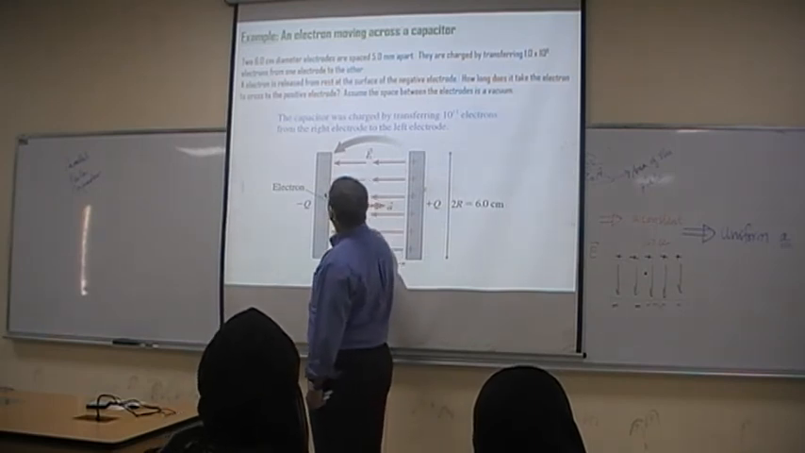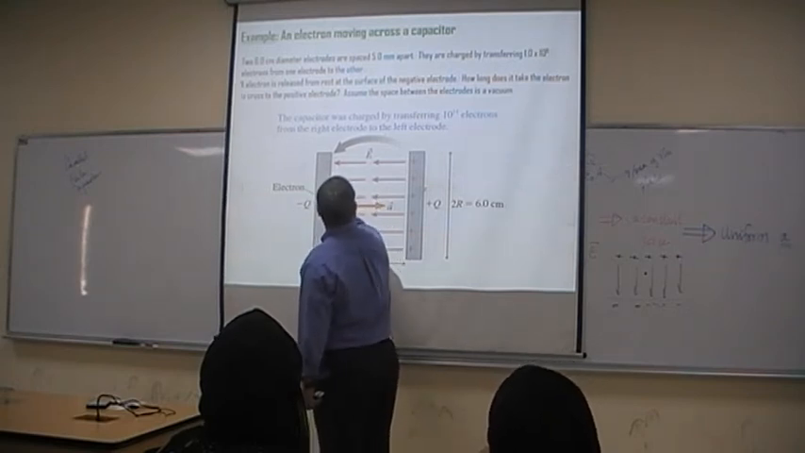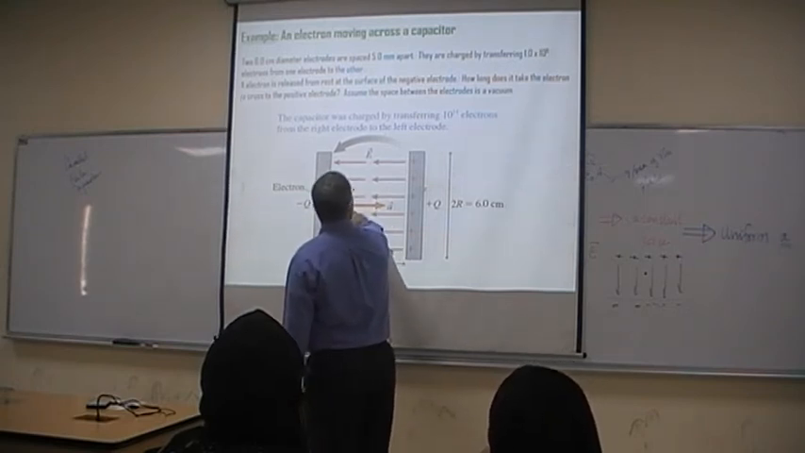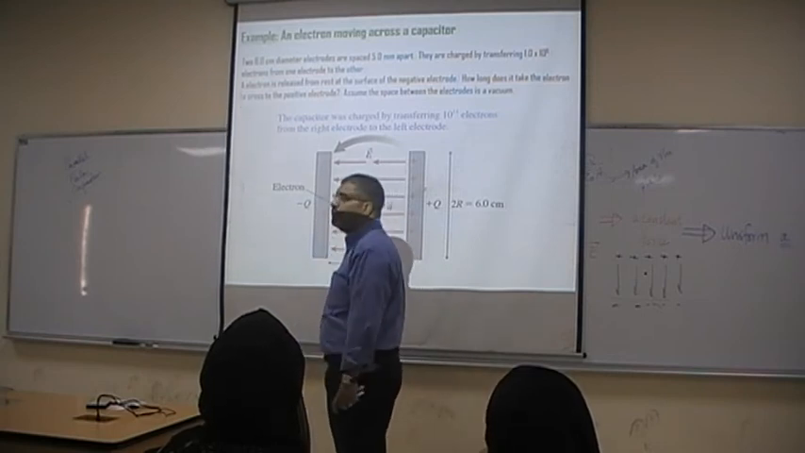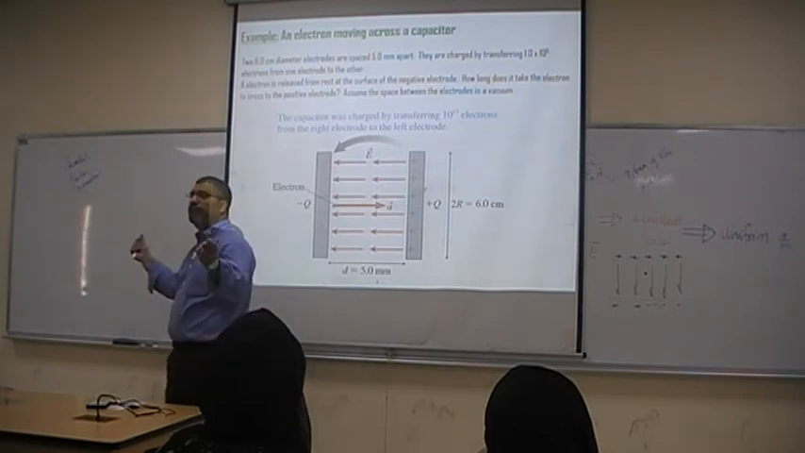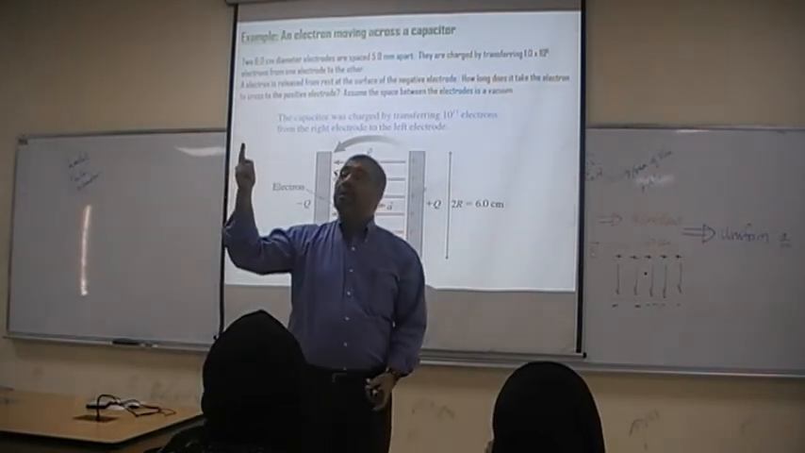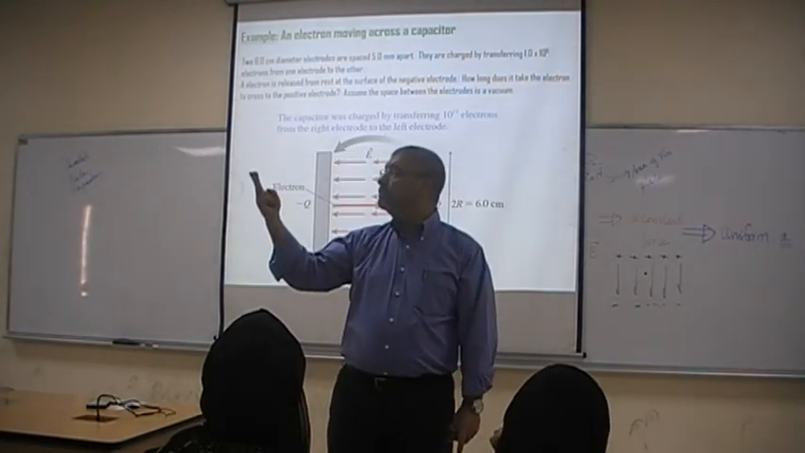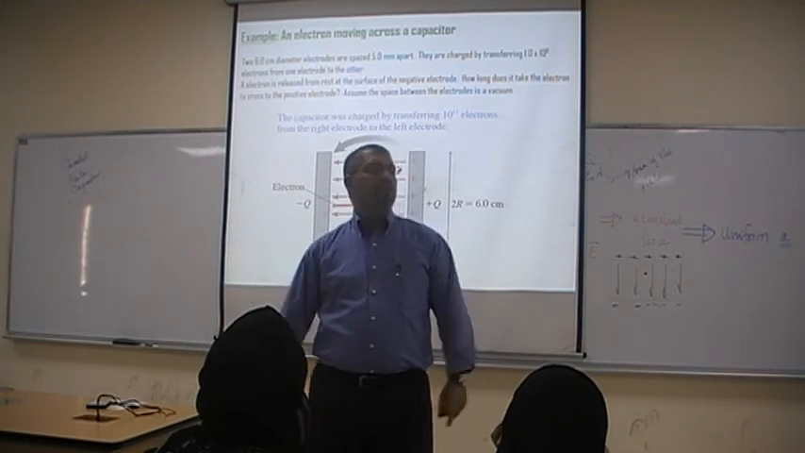The electron is released from rest at the center of the negative plate, the negative electrode. How long does it take the electron to cross from the negative plate to the positive plate? What do you have to do quickly? Tell somebody. First, find the electric field. Second, the force. Third, find the time.